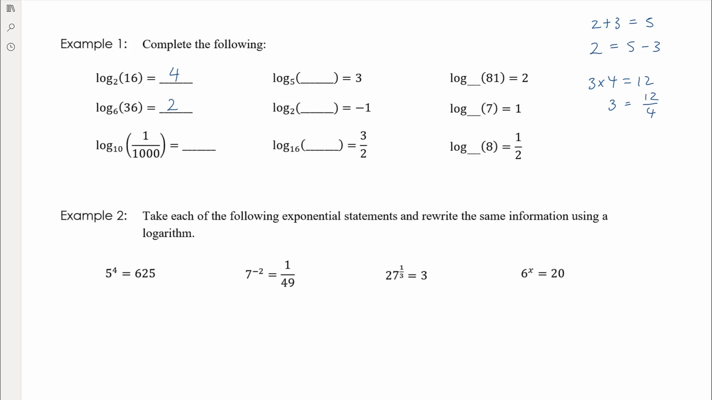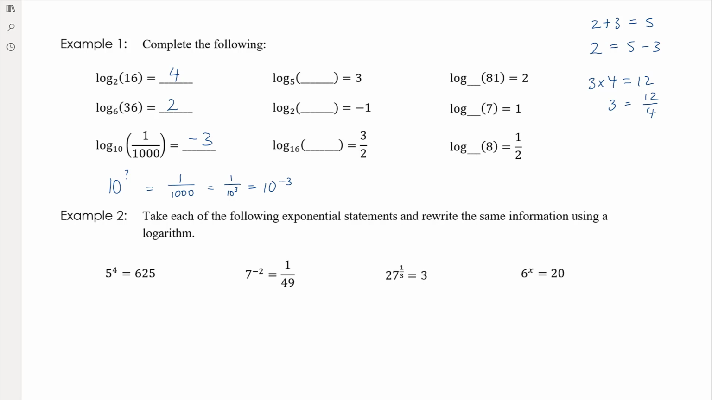And log base 10 of 1 on 1000 equals what? So 10 to the power of what? This is asking me, 10 to the power of what is 1 on 1000. Remember, 1 on 1000 is the same as 1 on 10 cubed, so it's the same as 10 to the negative 3. So this would be negative 3.